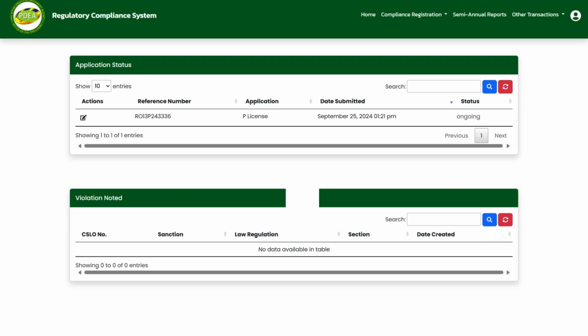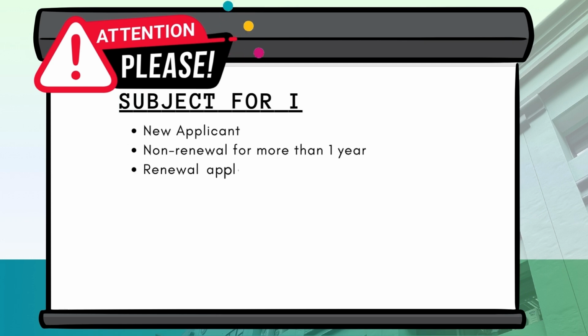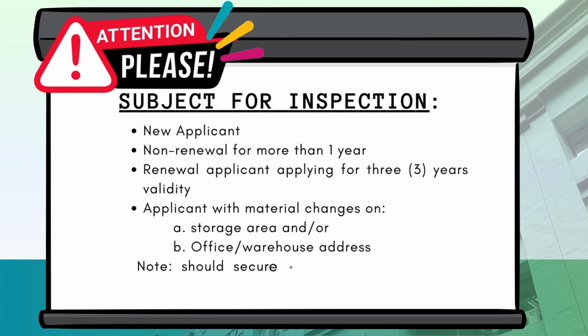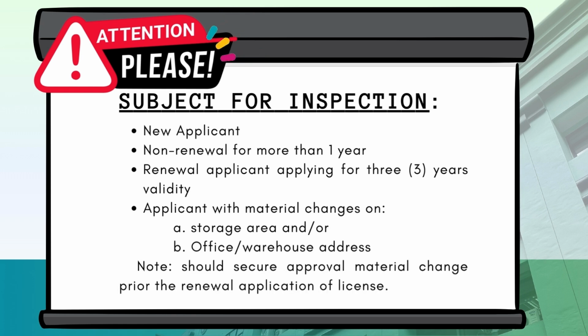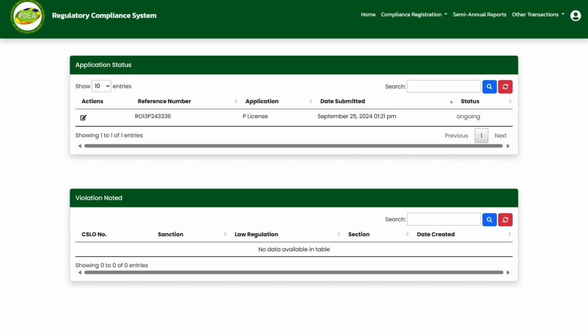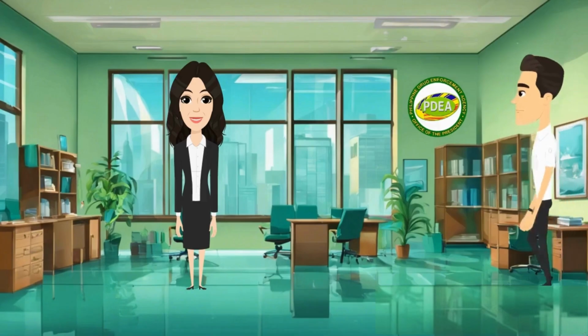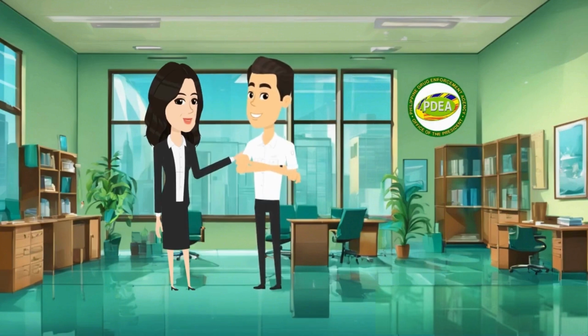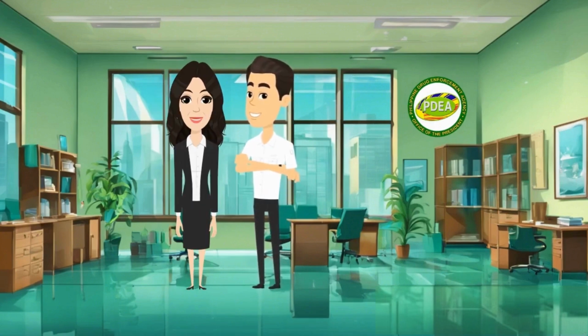inspection. Please be aware that the following conditions are subject to inspection. Then, click the Refresh button to check the status of your application. Once tagged for inspection, your registered office and/or warehouse address will be subject to a physical security inspection. A Dangerous Drugs Regulation Officer or DDRO from the Compliance Service will be assigned to conduct the physical security inspection.